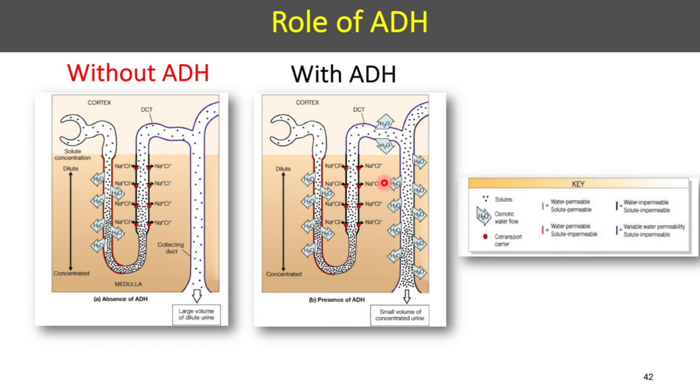In the presence of ADH, ADH will increase permeability of the distal tubule and collecting duct to water. Hence, water will be reabsorbed. This will cause production of a small volume of concentrated urine.